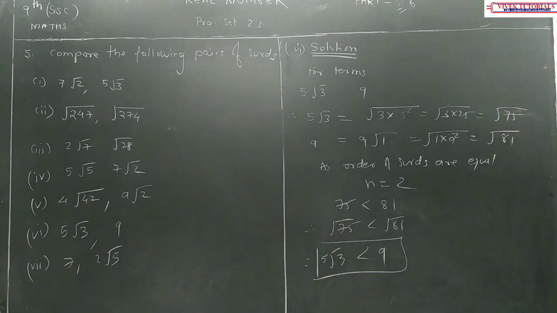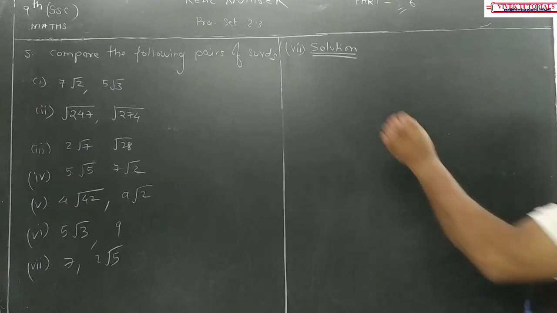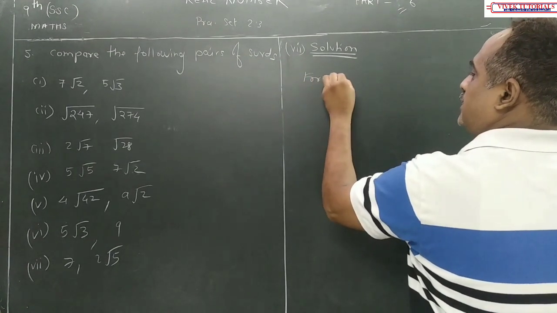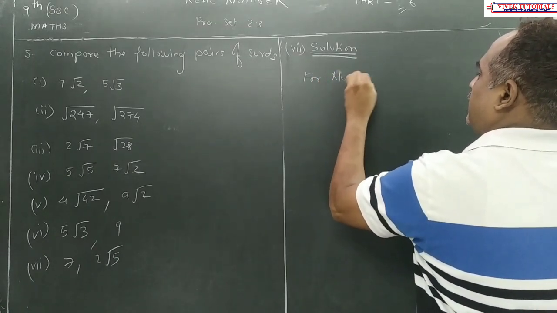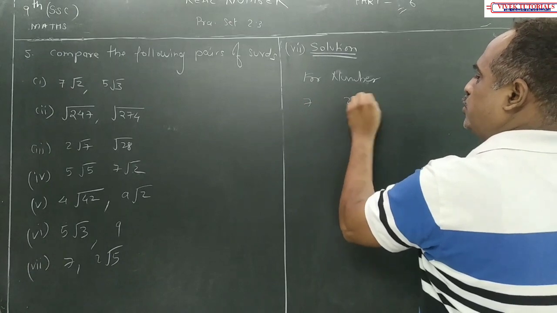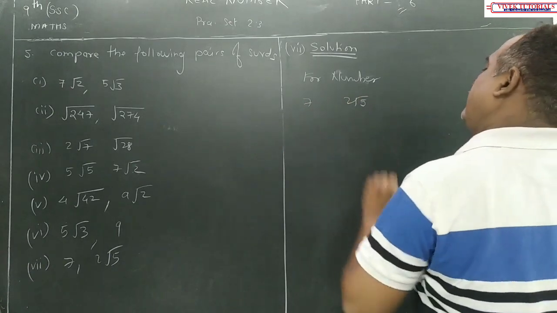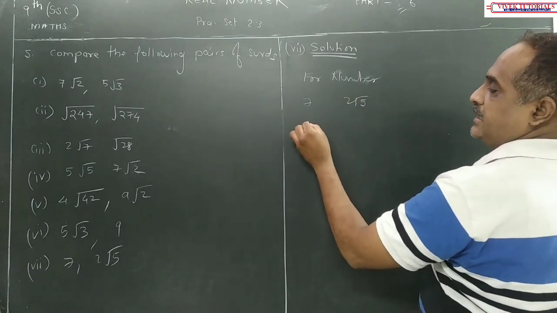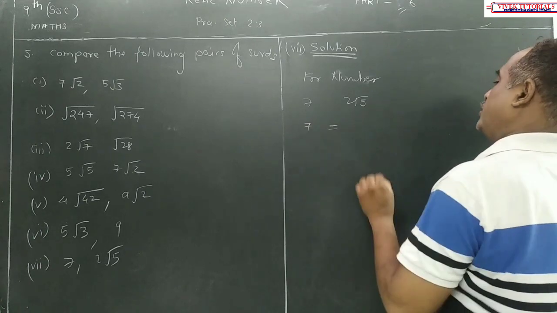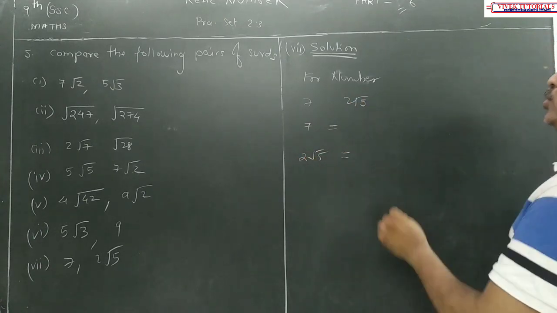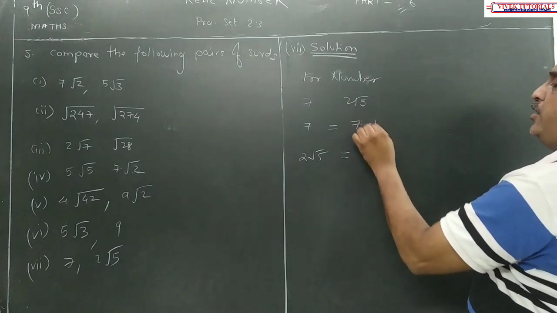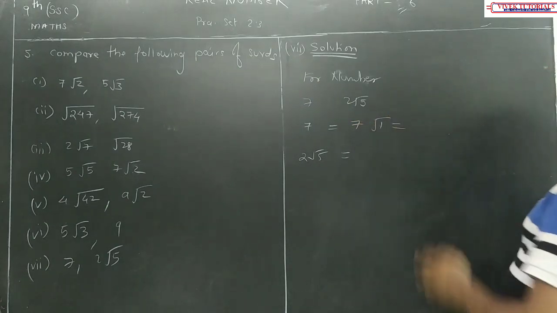Okay, come on. For numbers 7 and 2 root 5. Then what I can write? 7 is there. I told you that. We have to pay close attention to this. 2 root 5, what is its order? 2. So I can write 7 root 1. The value of root 1 is just 1.